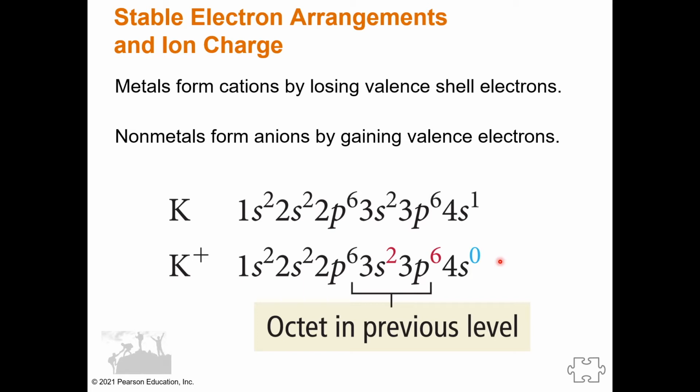So what's left over is the set of 8 electrons found in the 3rd energy level. So here is our complete octet, or our noble gas configuration. This arrangement here is very stable.